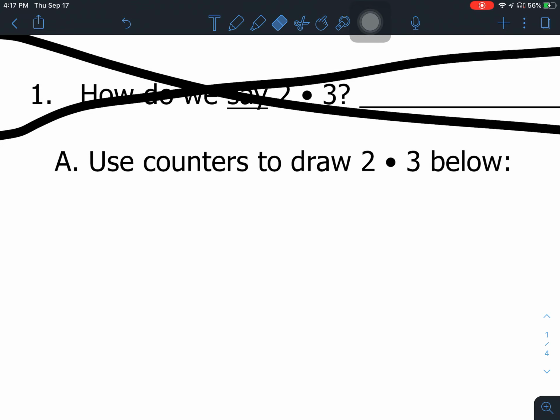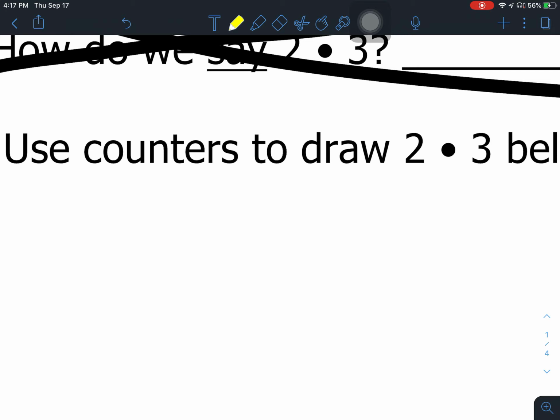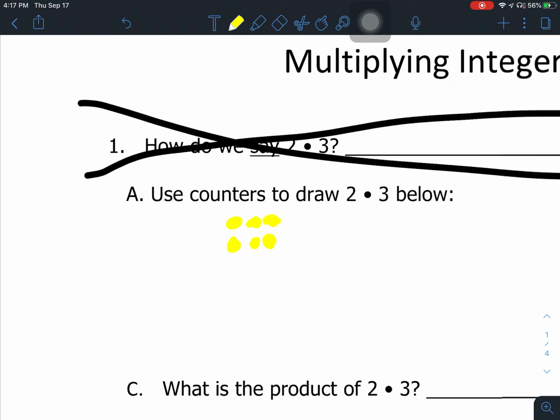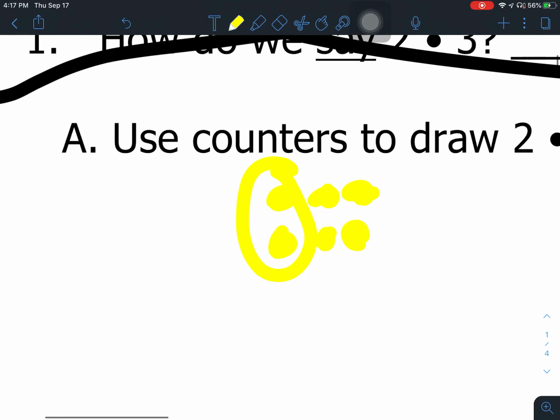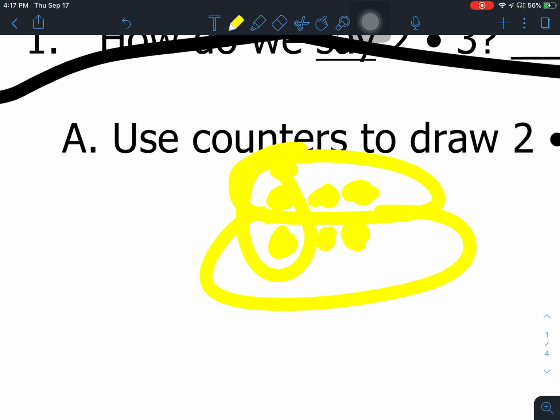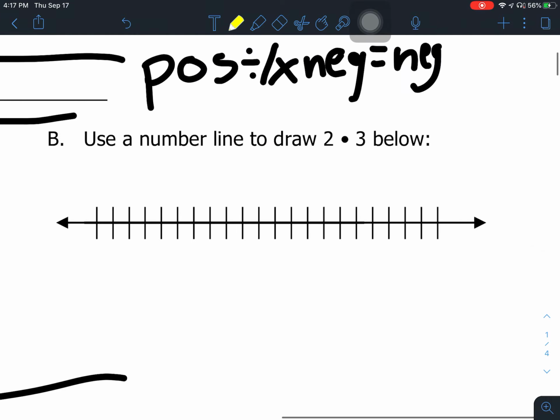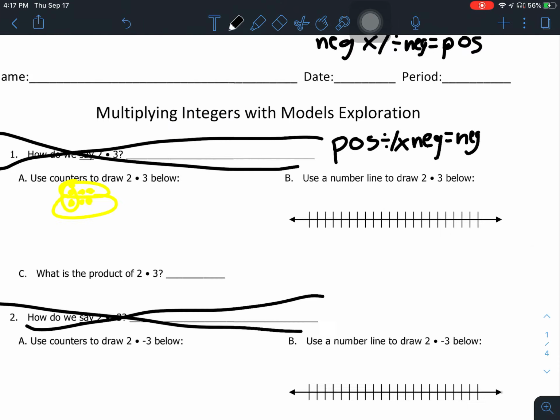Okay, so A. Use counters to draw 2 times 3 below. If you watched my last video, you'll remember that yellow stands for positive numbers. So 2 groups of 3. We already drew it. Now we're going to have to draw on a number line.